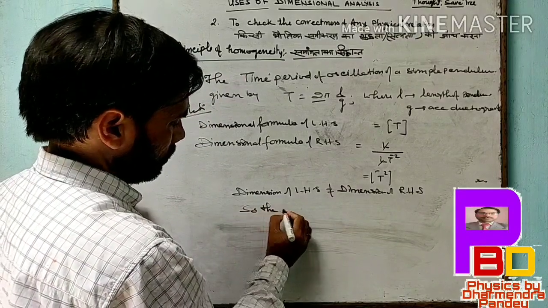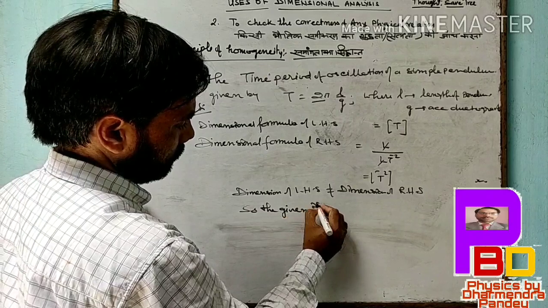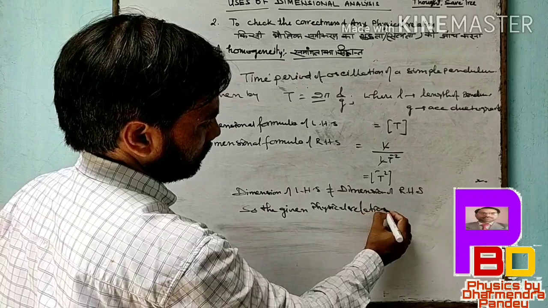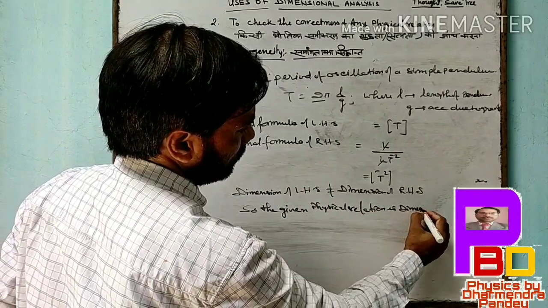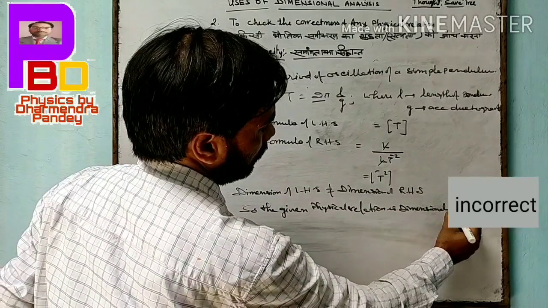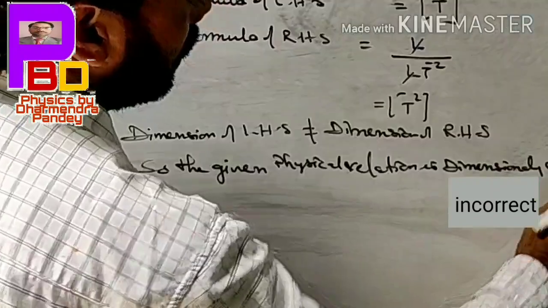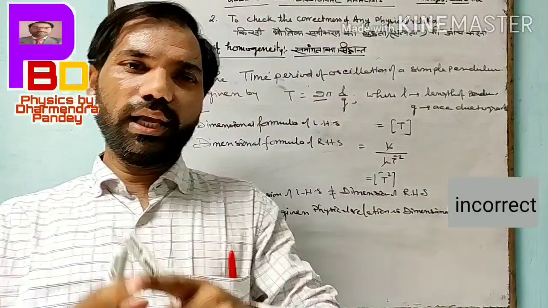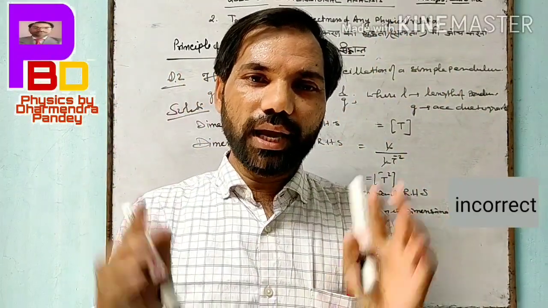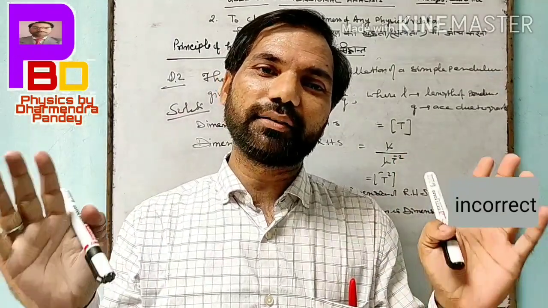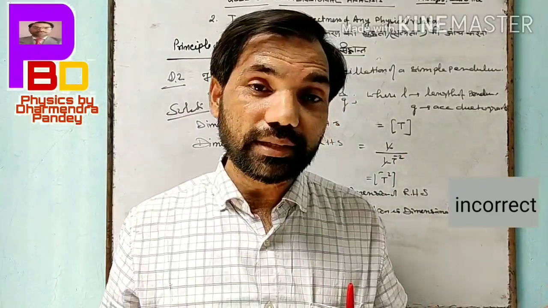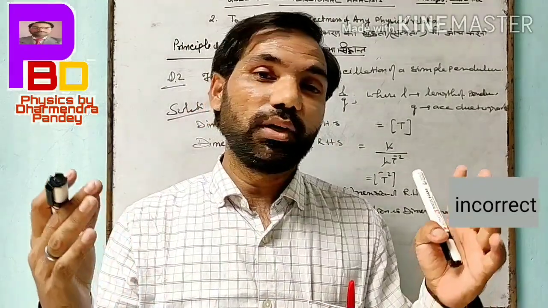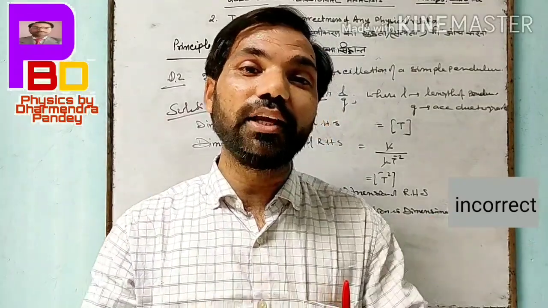So the given physical relation is not dimensionally correct. Okay. One thing we should know is that in any physical relation, like quantities can be added and subtracted. Like quantities means quantities which have the same nature can be added or subtracted in any physical relation.